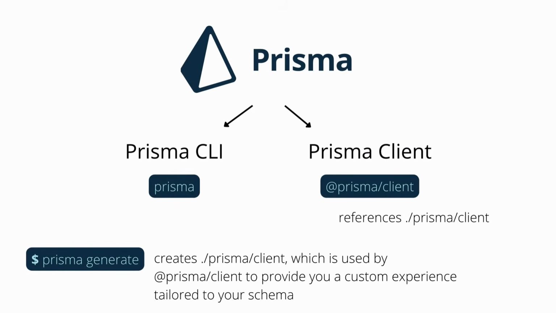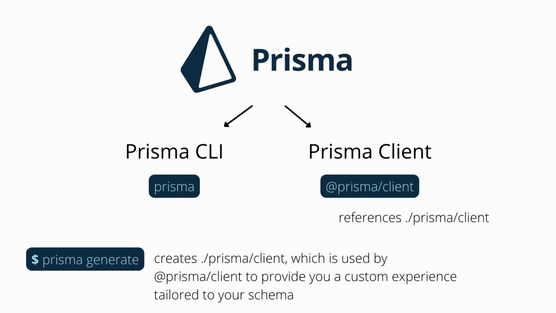There are a couple things I want to note about Prisma specifically. Prisma consists of two parts: the CLI, or command line interface, which is the prisma package, and the Prisma client, which is the @prisma/client package. The @prisma/client package is what we use in our code to talk to the database.